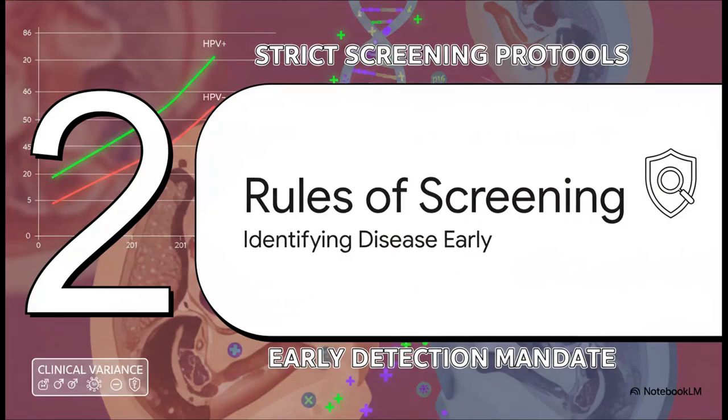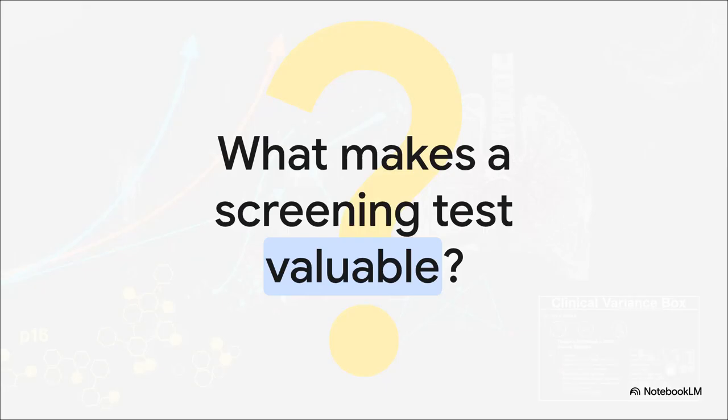Section 2. The rules of screening and identifying disease early. Once we rigorously understand the risks, the next step is finding the disease before it advances. Imagine you're in the clinic with a 62-year-old asymptomatic patient. He's worried about colon cancer because of his wife's recent adenocarcinoma diagnosis. He asks you, "Doc, what makes a screening test actually reliable?"